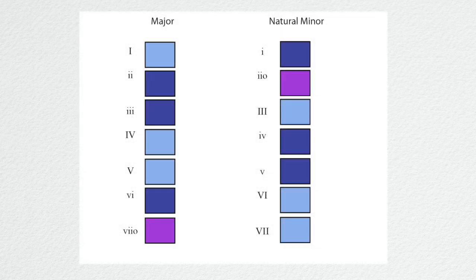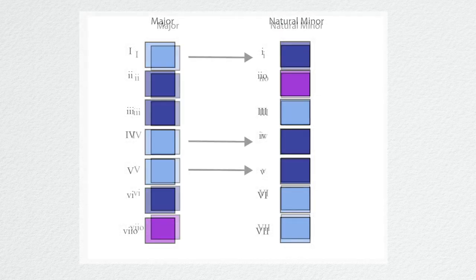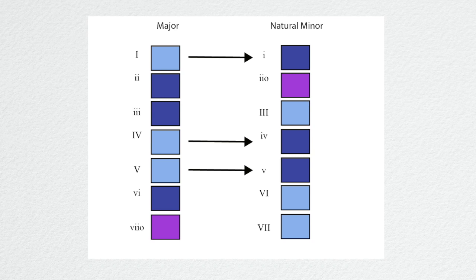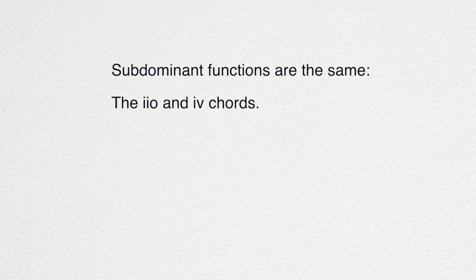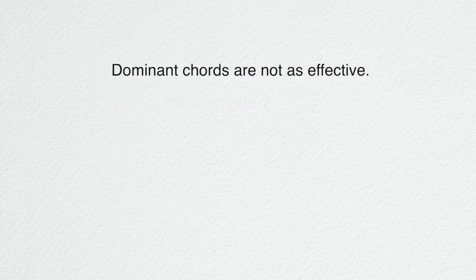The chords that were major in the major key are now minor, the 1, 4, and 5. And in terms of the functions, the tonic functions are the same, the 1, the 6, and the 3. The subdominant functions are the same, the 2 and the 4. But it's when we come to the dominant function chords that things start to break down.